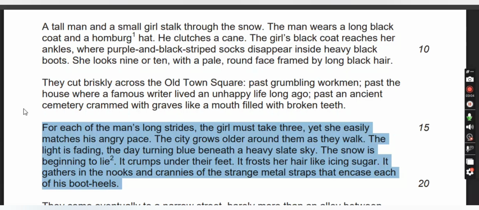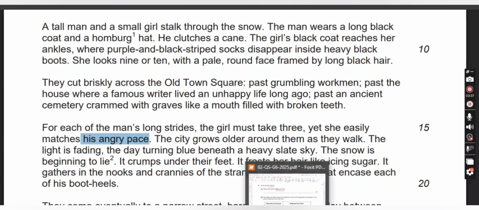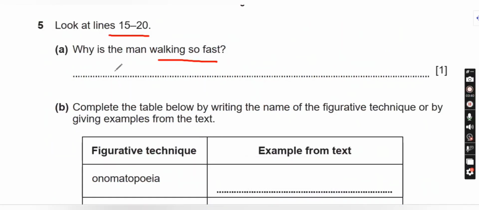For each of the man's long strides, the girl must take three. Yet she easily matches his angry pace. The city grows older around them. Because of what? Check his angry pace, which means he is angry. He walked like that because he was angry. The question is in the present, so the answer must be in the present. Why is the man walking so fast? So the answer could be because he is angry.